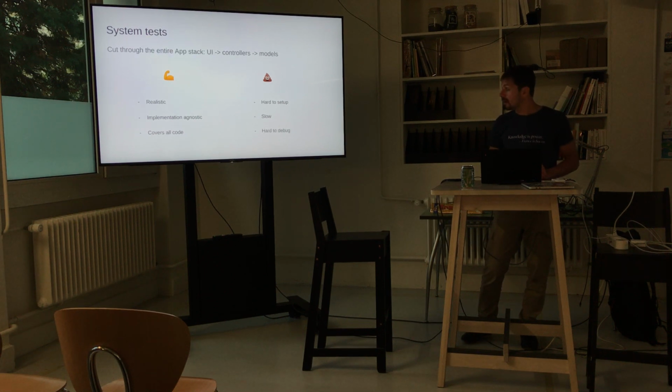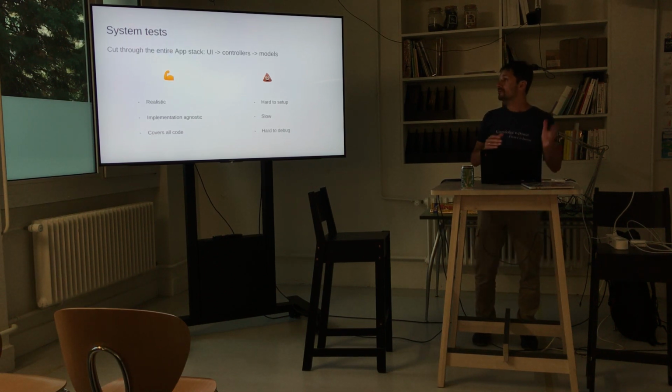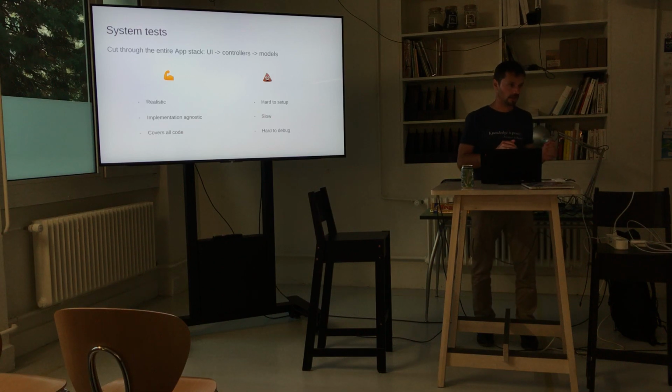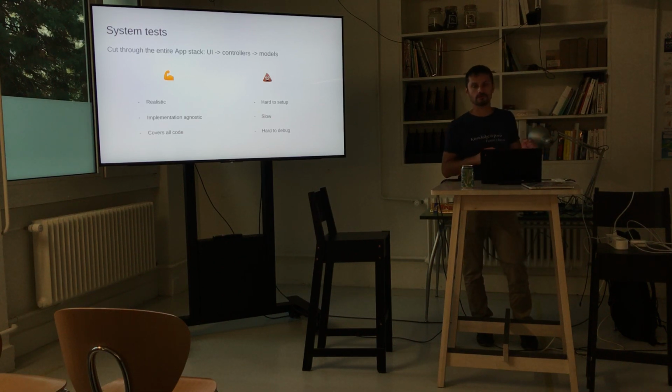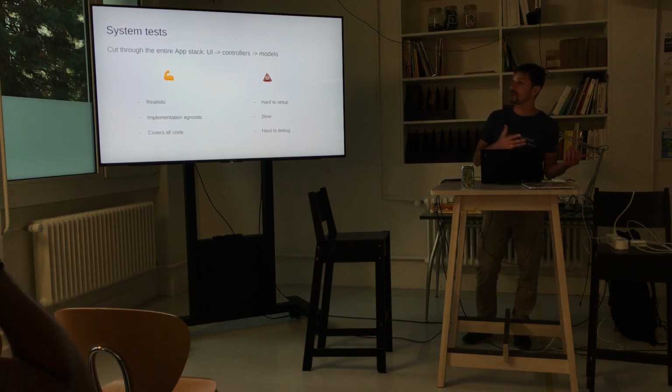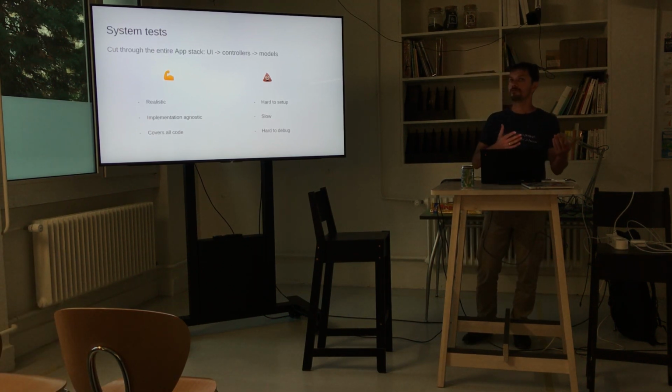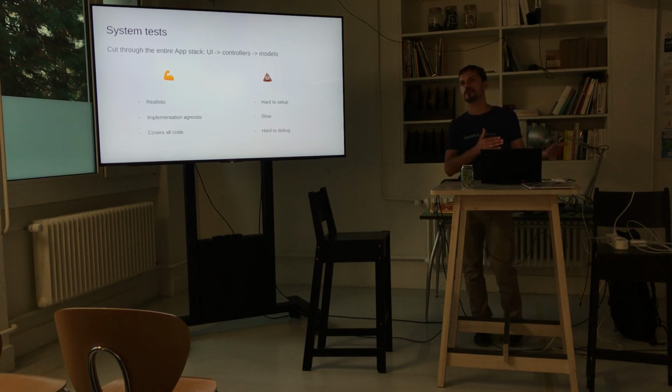And they are hard to debug. Since they're cutting through many layers, if any of these layers go wrong, then all we have in the end is something missing in the UI, not even an exception in a lot of cases. And so we're going to have to go and find out what's gone wrong, as opposed to a unit test where you'd get an exception with a stack trace leading you right to the point of the problem.